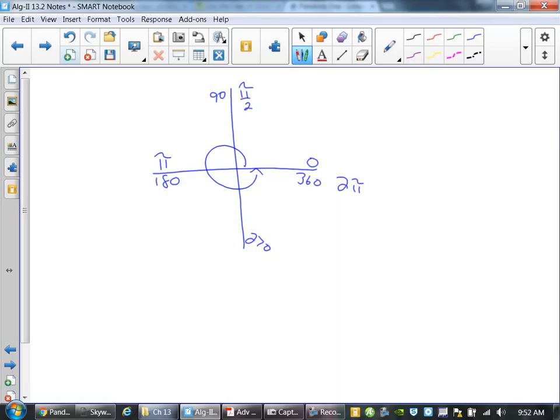And what would be at 270? 1.5 pi. But we write it as a mixed, not a mixed number, excuse me, we write it as an improper fraction as 3 pi over 2. Okay, 3/2 pi. All right.